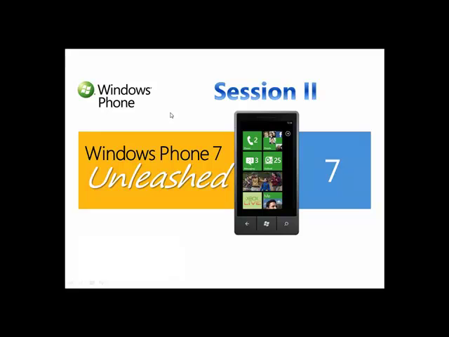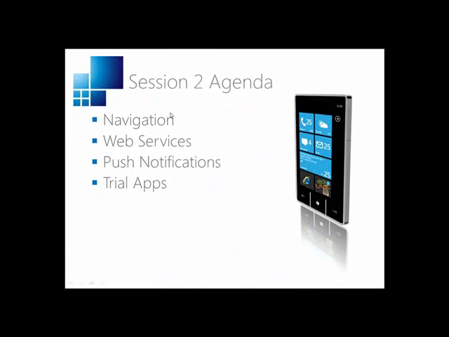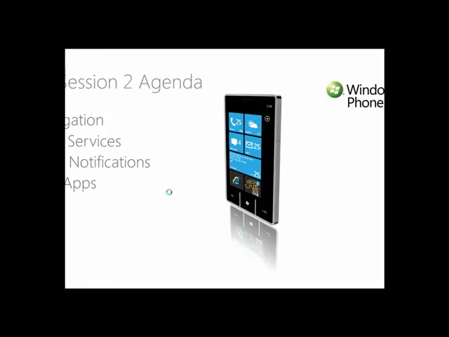And in this section of the Windows Phone 7 Unleashed, we're going to talk about a few of these topics. Navigation, the basics of navigation through the Windows Phone application. We'll go ahead and touch on web services, the different types of web services you can use, the ones we're going to use in our applications. We'll talk about push notifications. We'll go through the process and how that works. And then we'll talk about some trial applications and how you implement that inside a Windows Phone application. So let's go ahead and get started.